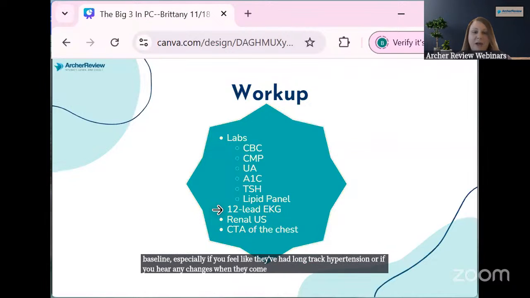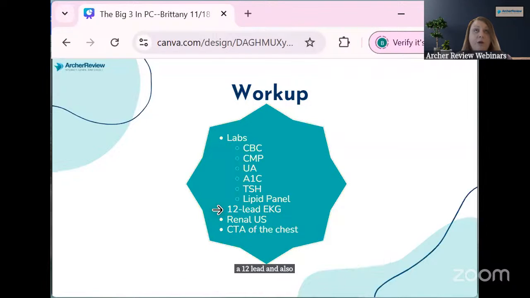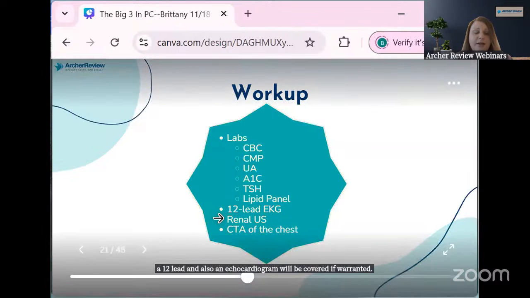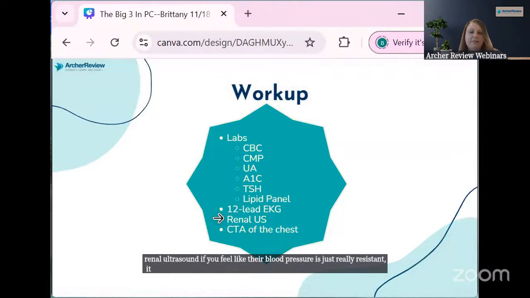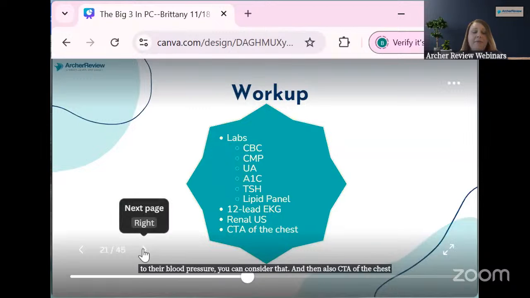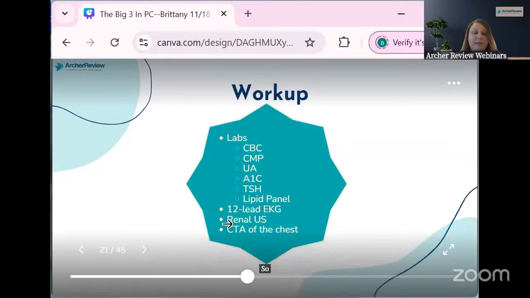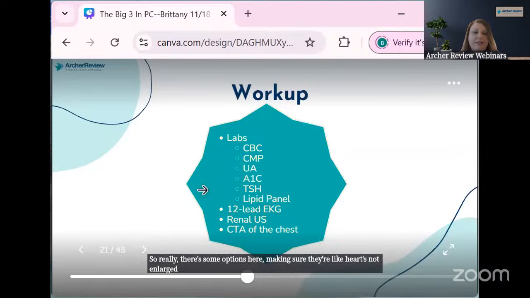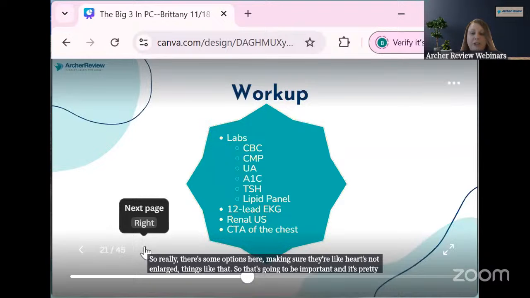If they have essential hypertension, usually a 12-lead and also an echocardiogram will be covered if warranted. Renal ultrasound, if you feel like their blood pressure is just really resistant, it's not coming down, maybe you've done some changes to their blood pressure, you can consider that. And then also CTA of the chest if indicated. So really there's some options here, making sure their heart's not enlarged, things like that. So that's going to be important, and it's a pretty extensive workup for hypertension.